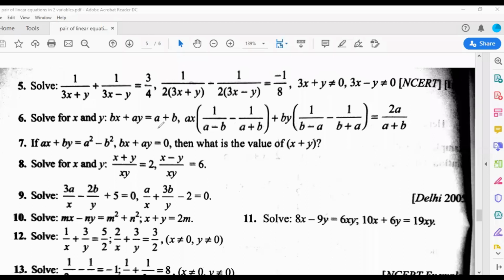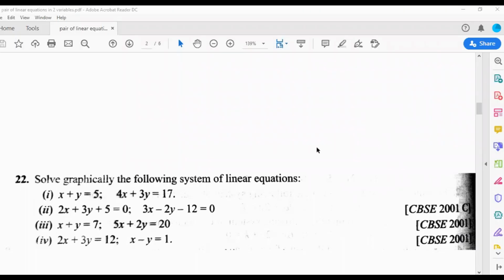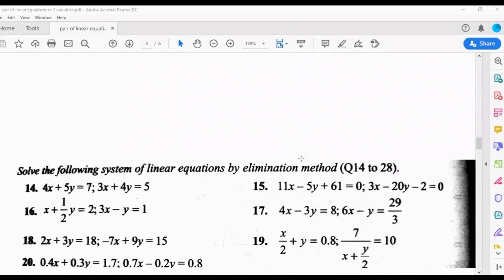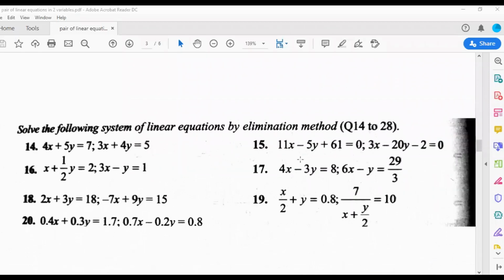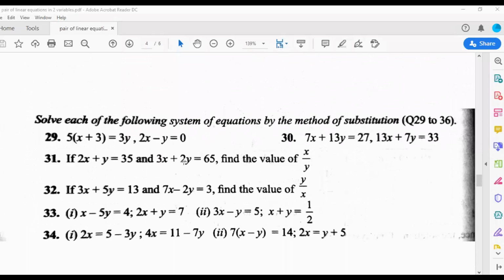The sixth question, how can we do it? The first equation is very simple, given that bx plus ay is equal to a plus b, a small equation. A set of graphical problems here, and the next set is the elimination method, a set of questions. I think you can do them very simply. Okay, then the next one is the substitution method. There are some simple questions.